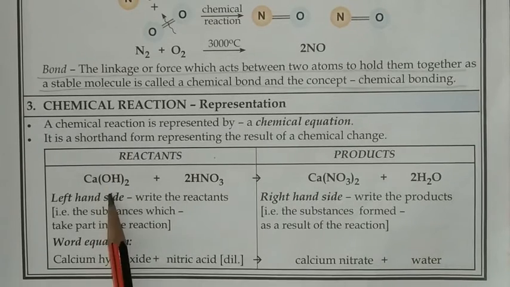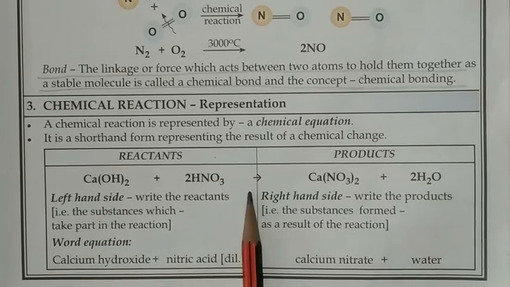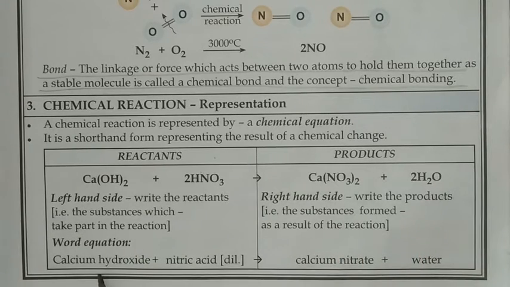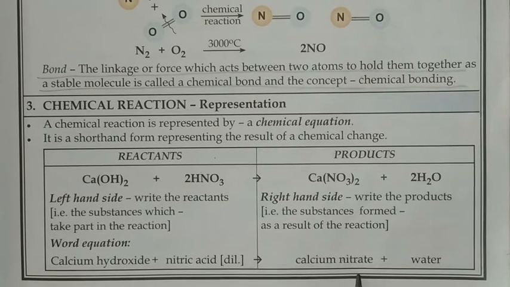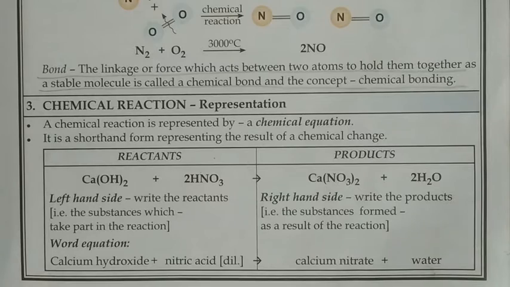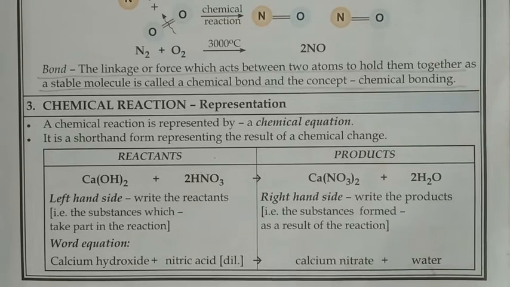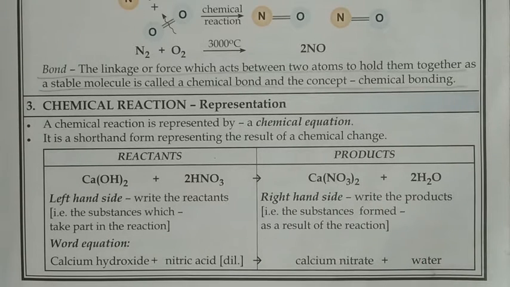Here the symbolic form of a chemical equation is taken. Ca(OH)2 plus 2HNO3 gives Ca(NO3)2 plus 2H2O, and its word equation will be calcium hydroxide plus nitric acid dilute gives calcium nitrate plus water. Reactants are those compounds which take part in the reaction and products are those compounds which are formed as the result of the reaction.